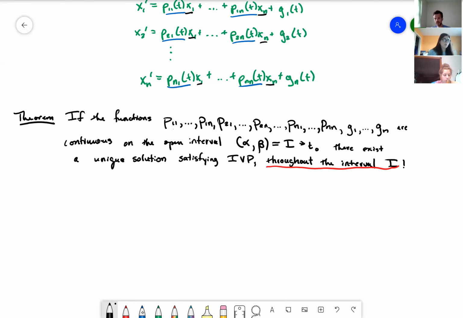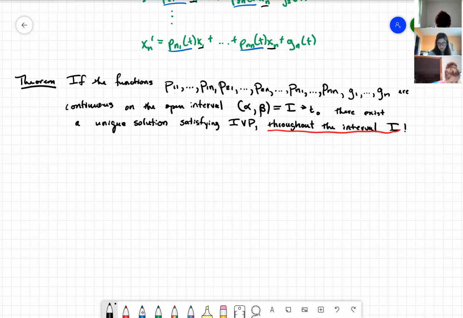So in the linear case, we don't have a solution that only exists in some small confined region. It does exist somewhere around our initial point, but maybe going out a little bit, it blows up to infinity or something like that. In this case, our solution will extend throughout the entire interval.